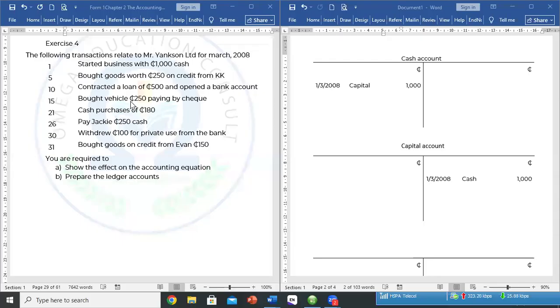The transaction. Okay, I think you have to read the transaction. So my screen should be showing. Okay, so Jen, take the second transaction and let's go. Okay. Bought goods worth 250 cedis on credit from KK.